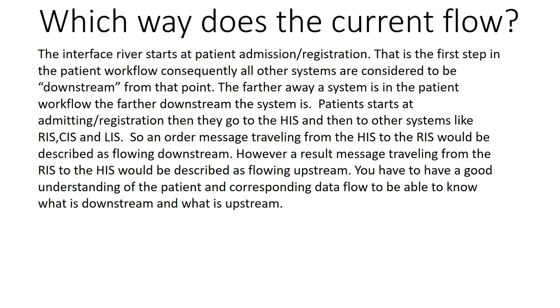The patient starts at admitting registration, then they go to the hospital information system, or HIS, and then they go to other systems like RIS, CIS, LIS, radiology, cardiology, lab. So an order message traveling from the hospital information system to the RIS would be described as flowing downstream. However, a result message traveling from the RIS to the HIS would be described as flowing upstream. You have to have a good understanding of the patient and corresponding data flow to be able to know what is downstream and what is upstream.